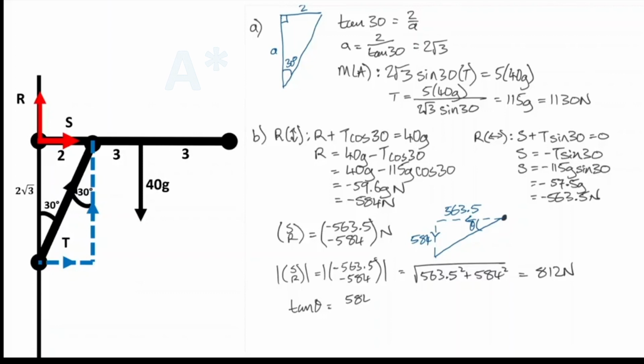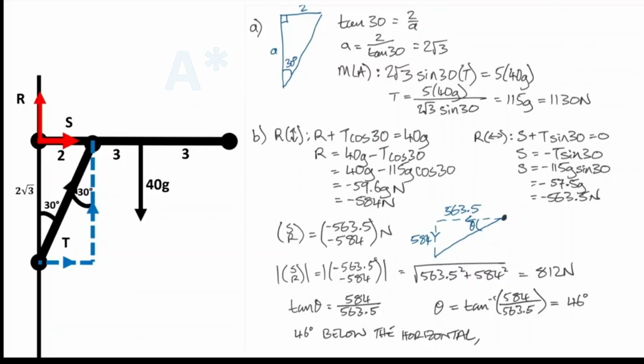The angle is going to come from using trigonometry, and we're using tan. So theta is inverse tan of 584 over 563.5. That's 46 degrees. Describing the angle of the reaction force, I can either say it's 46 degrees below the horizontal, or I can rely on bearings, which remove all ambiguity, and say that it's on a bearing of 224 degrees.